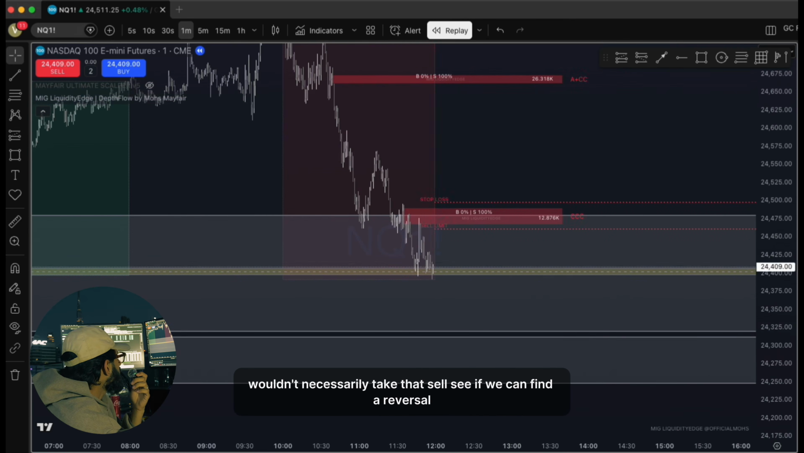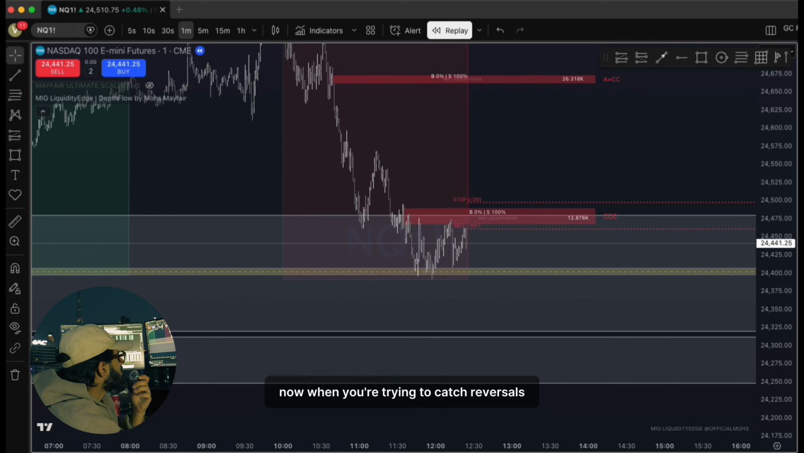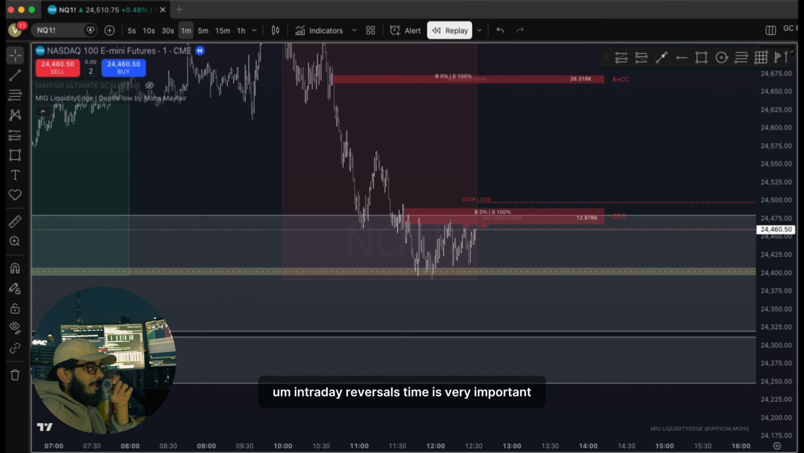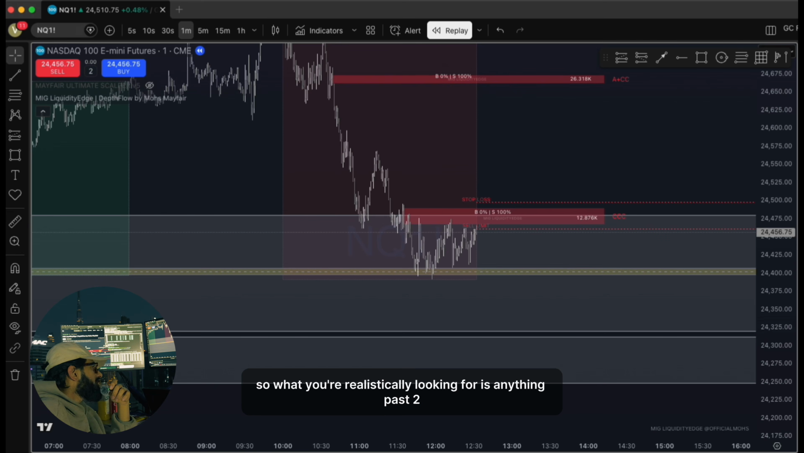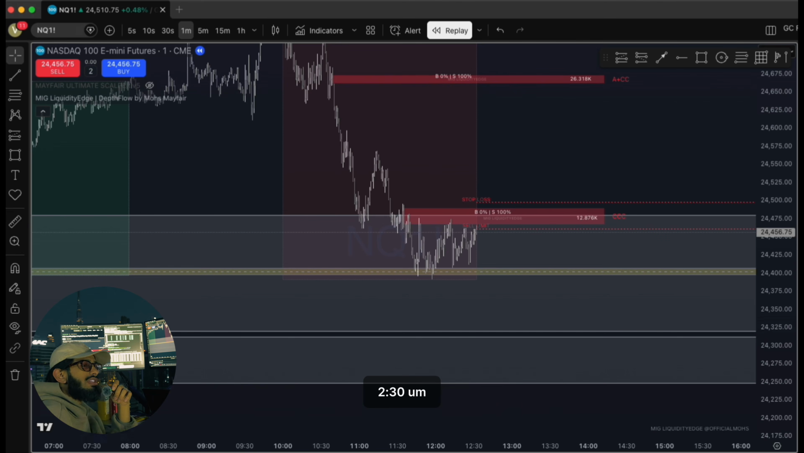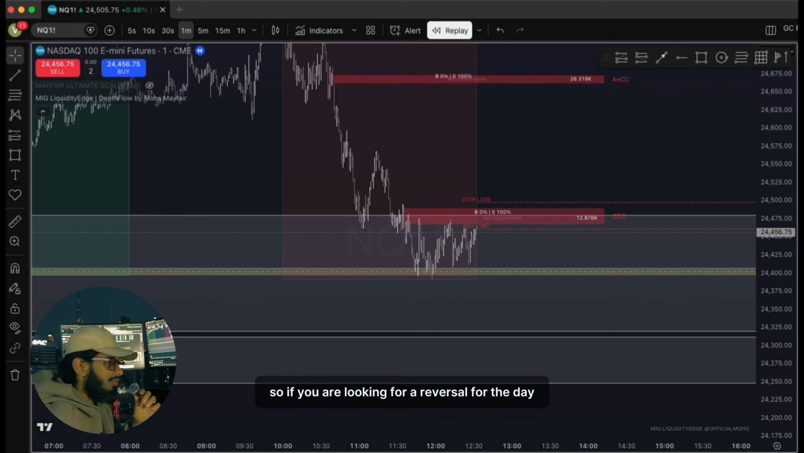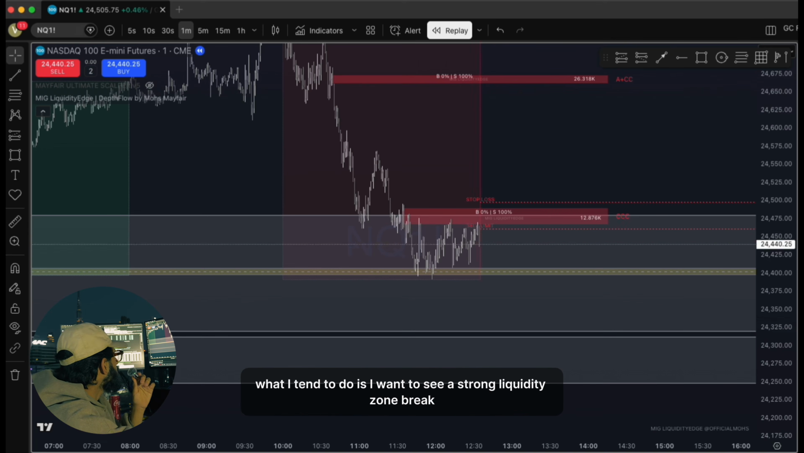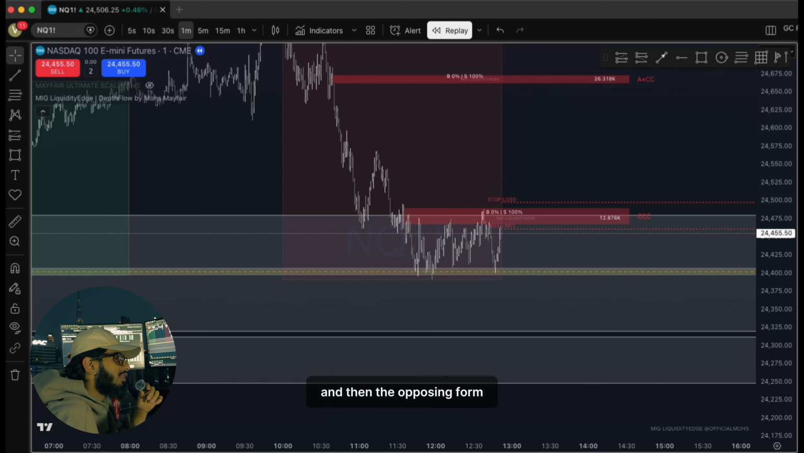I wouldn't necessarily take that sell, and would see if we can find a reversal. Now, when you're trying to catch reversals, intraday reversals, time is very important. So what you're realistically looking for is anything past 2:30. Going into 3 o'clock, 4 o'clock, power hour, the hour just before we close market, you'll see very, very strong pushes there. So if you are looking for a reversal for the day, what I tend to do is I want to see a strong liquidity zone break and then the opposing form.